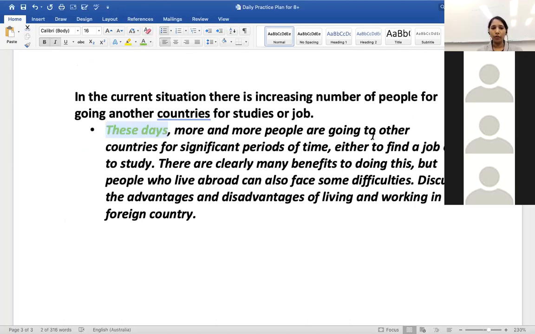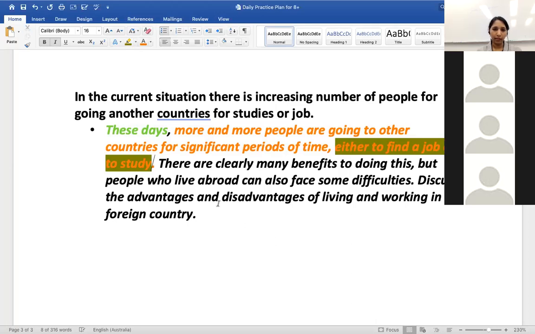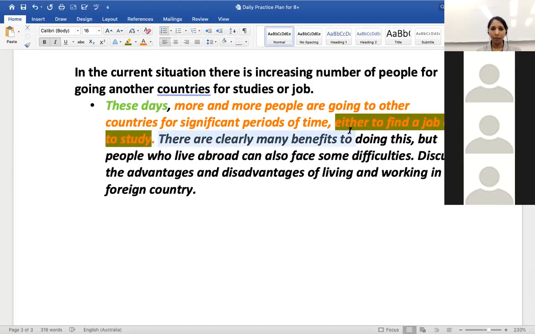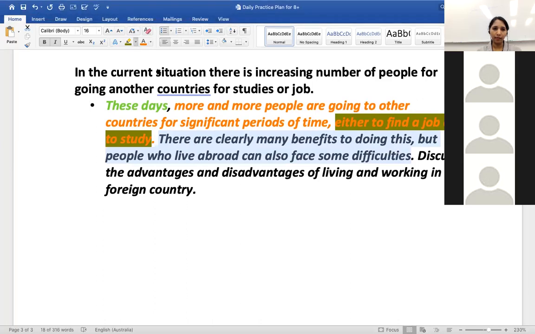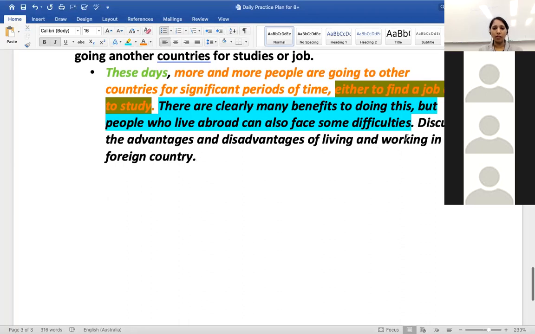More and more people are going to other countries for significant periods of time, either to find a job or to study. This is also one key idea of going to other countries, either to find a job or to study. This is another key idea. I know that's a terrible color, but there are clearly many benefits to doing this. But people who live abroad can also face some difficulties. This is also one key idea. Discuss the advantages and disadvantages. Okay, this is not our problem currently.